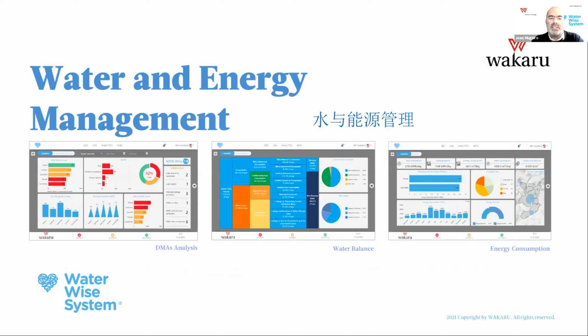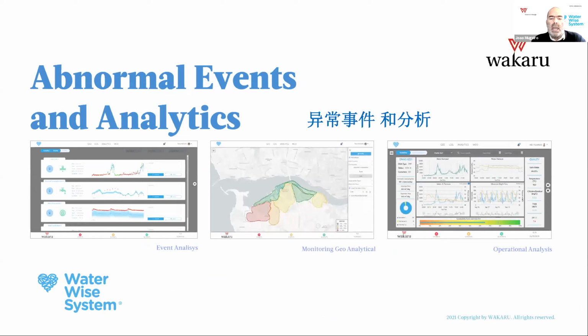You can get information on a DMA analysis. We can get the water balance. We can also get the information on the energy consumption if you want an energy balance of what's happening in the water networks. Also identifying abnormal events and analytics, either geoanalytics or operational analytics.